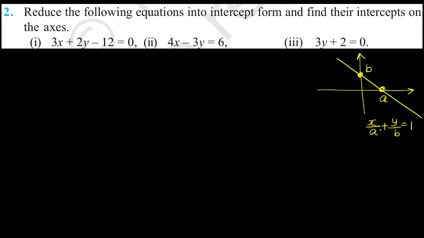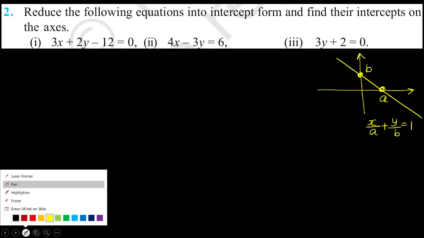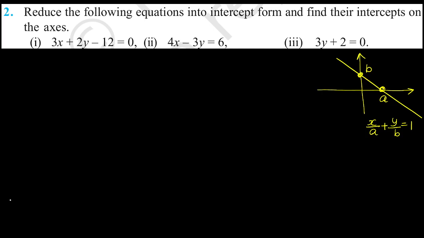So x by a plus y by b equal to 1 is said to be intercept form. The number below x is said to be x-intercept, and the number below y is said to be y-intercept. We studied this already. So here in this question we have to convert each equation into intercept form, hence find x-intercept and y-intercept.